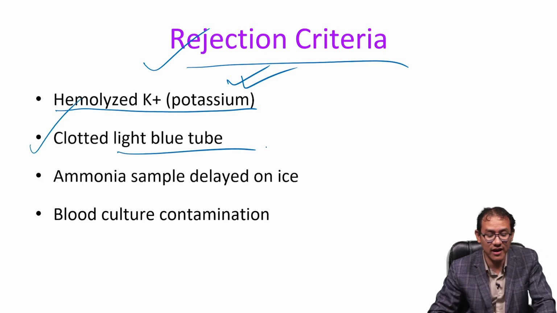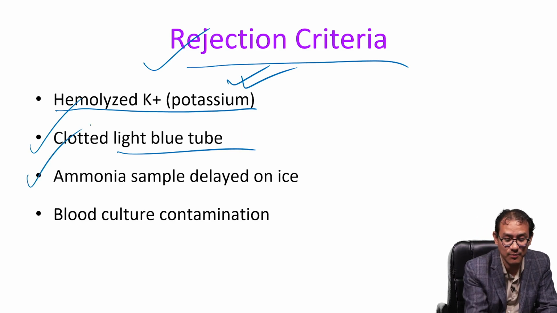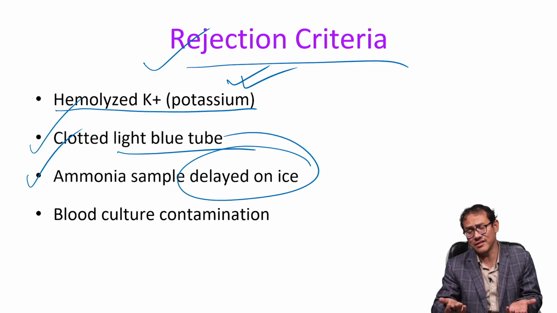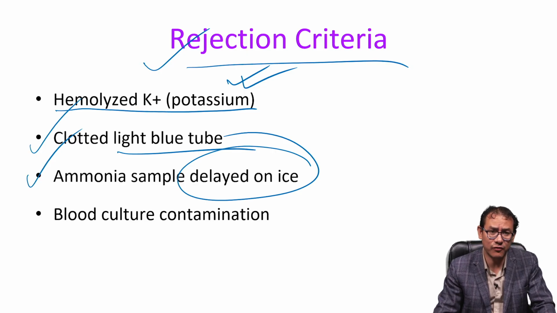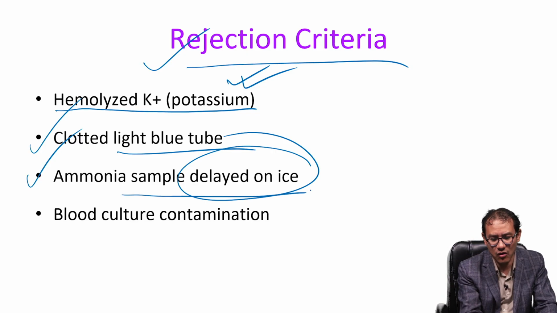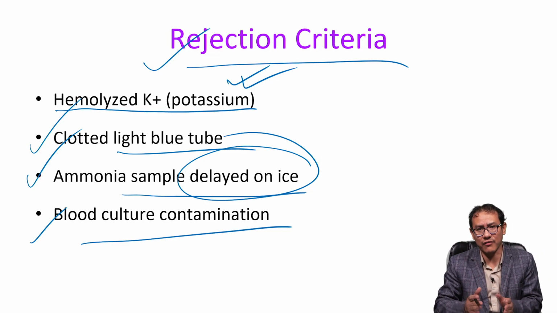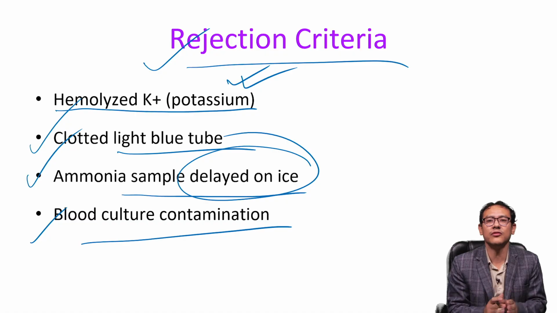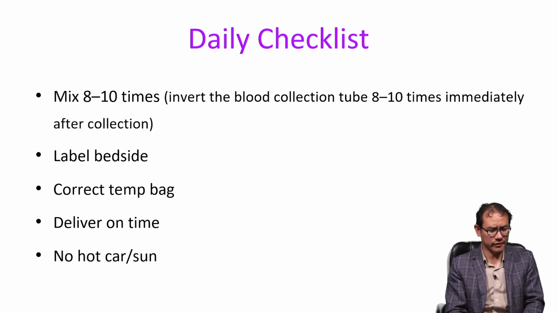A clotted light blue tube should be rejected, because clotting may affect the result. For an ammonia sample, if there is a much delayed transport on ice, the result will not be good; it will be false. So all this about delay and ice you have to understand. And if you require blood culture and contamination is there, then you have to reject that sample. You have to know the rejection criteria and how to apply them; that is also important.